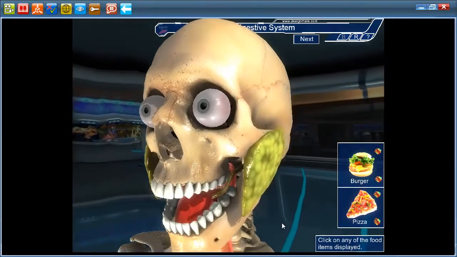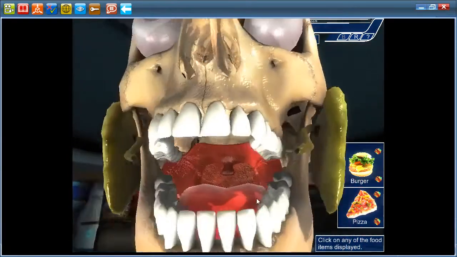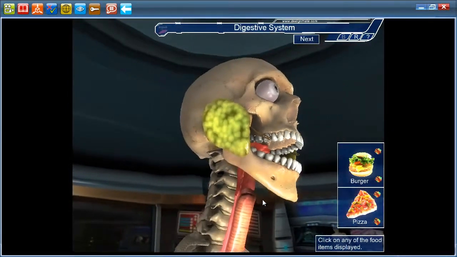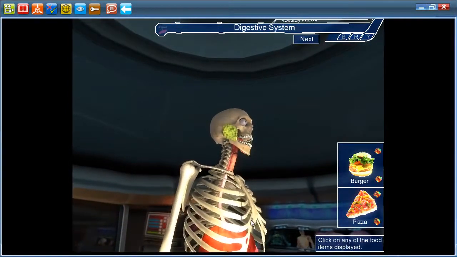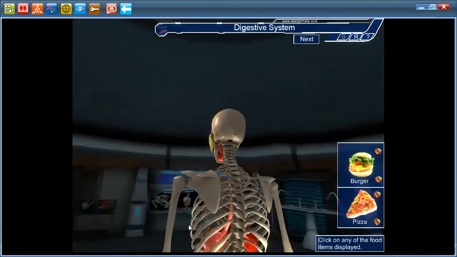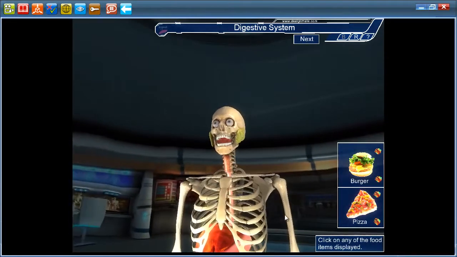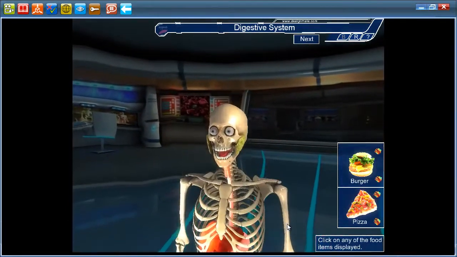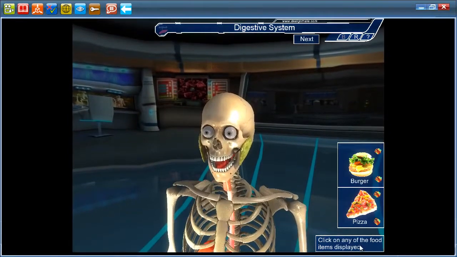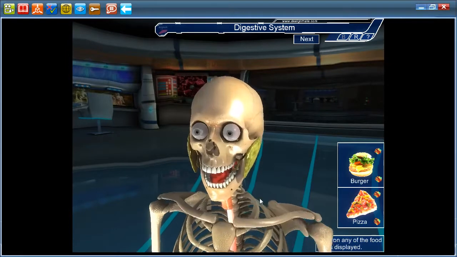To have a closer view of these organs, I can zoom in, then I can zoom out and further show my students all the organs involved in this. Now, to play with this simulation, I have been given instructions which I have to follow. So the first instruction is, click on any of the food items displayed. So suppose I select burger.